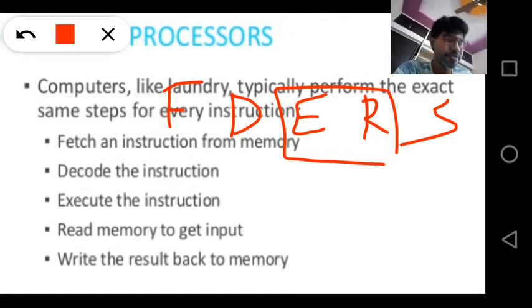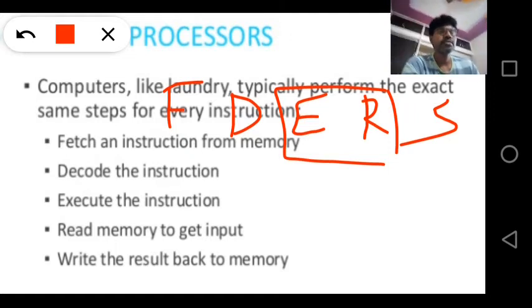So this is about the instruction execution process. Fetch means fetch an instruction from memory. D means decode the instruction. E means execute the instruction, and R means read the memory, and write means write the result back to memory.